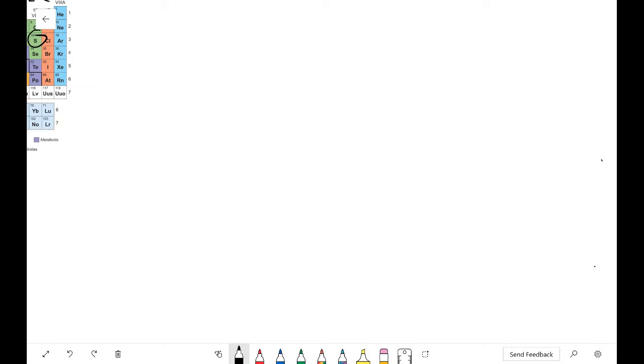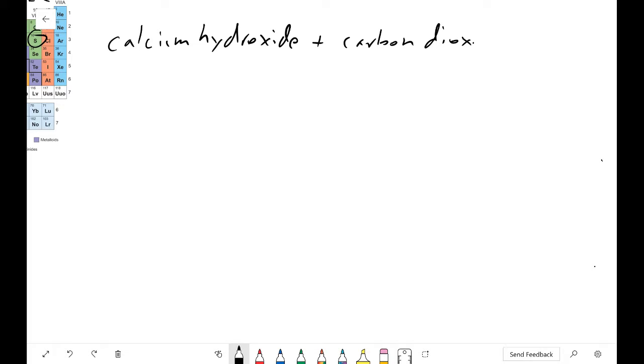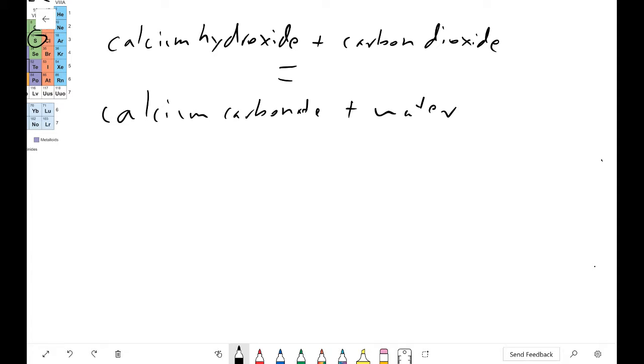Okay, in this scenario, it's a little longer, so I'll write a little smaller: calcium hydroxide plus carbon dioxide equals calcium carbonate plus water. So a couple of things here.